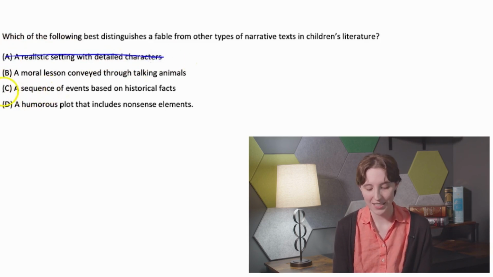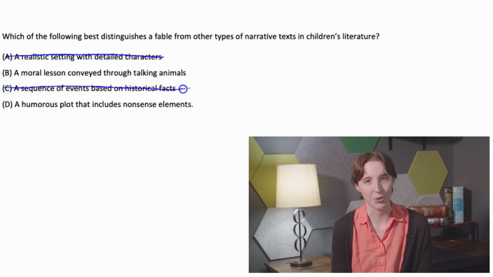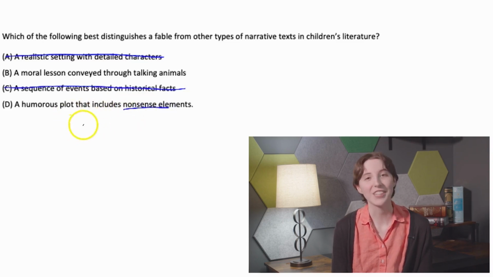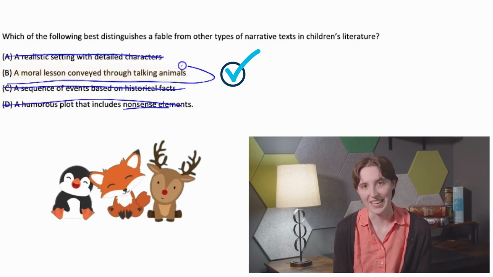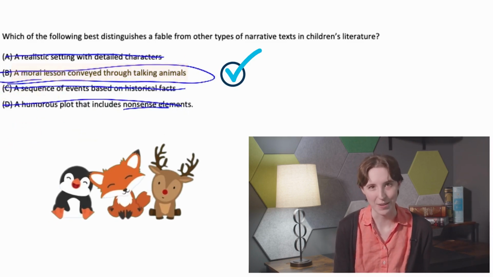Similarly, C, a sequence of events based on historical facts, is a definition more suited for historical fiction or biography. Now let's look at D. A humorous plot that includes nonsense elements. Well, nonsense literature is a genre of its own, so we're left with B, a moral lesson conveyed through talking animals. And that's exactly what a fable is.